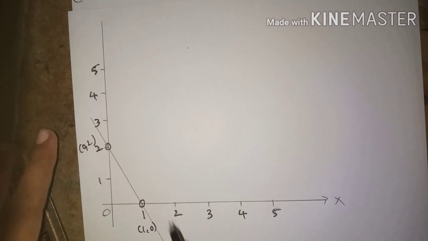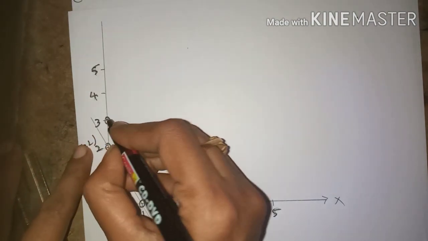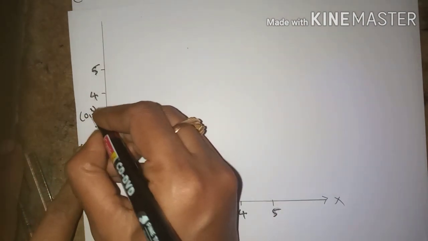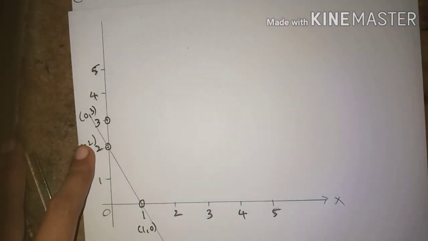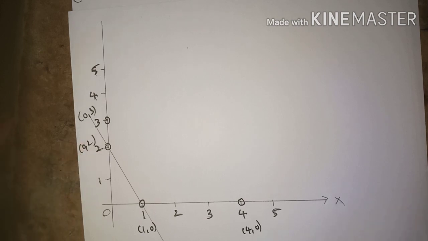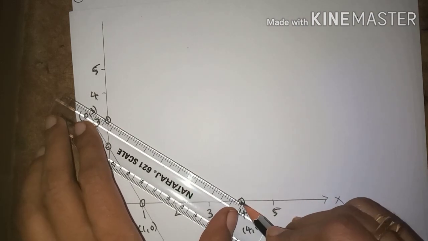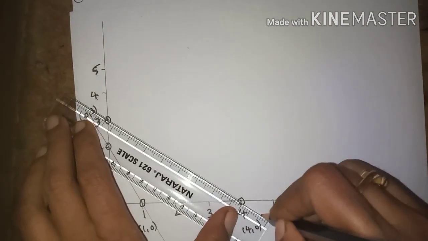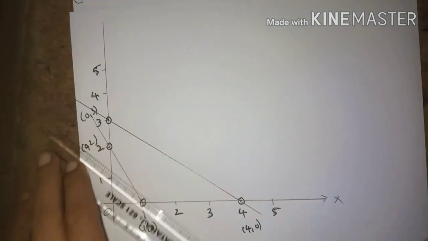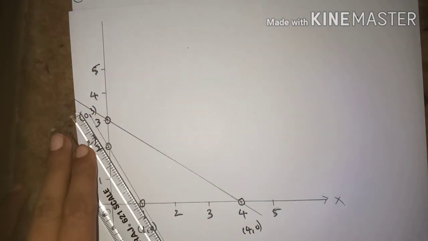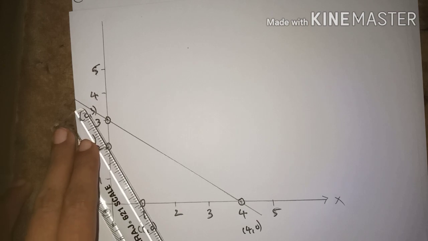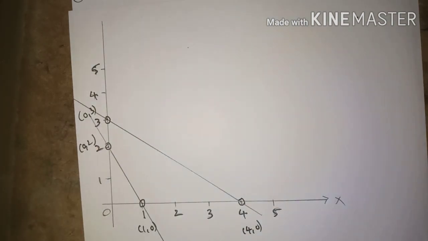Now the second one is (0, 3). Using the second constraint, (0, 3). Another point is (4, 0). Join these two points with the help of the scale. Using the second constraint we have got a line like this.